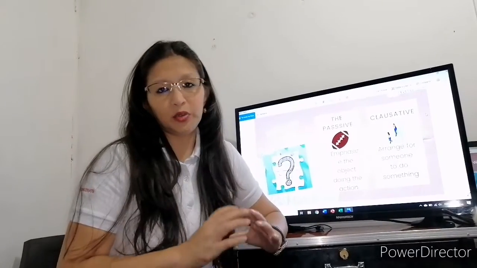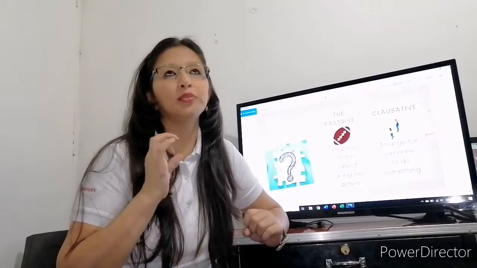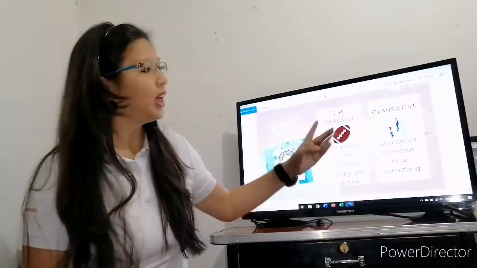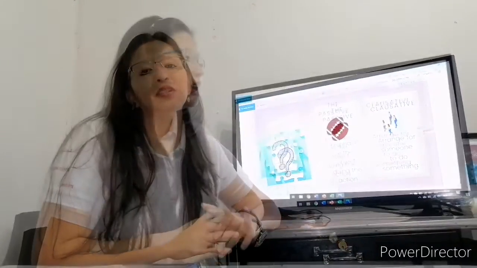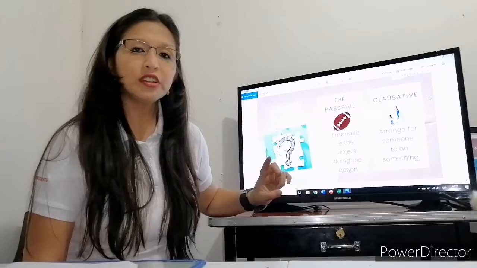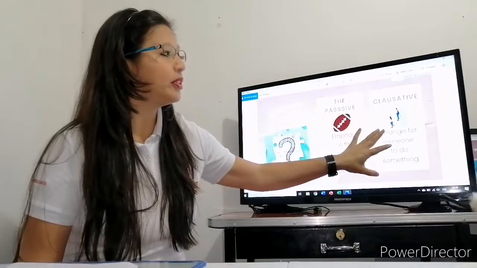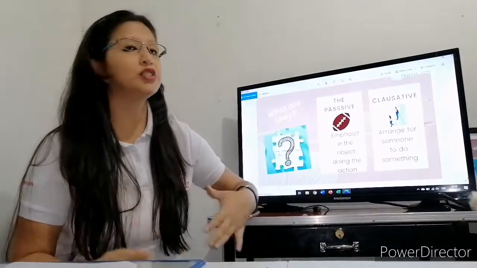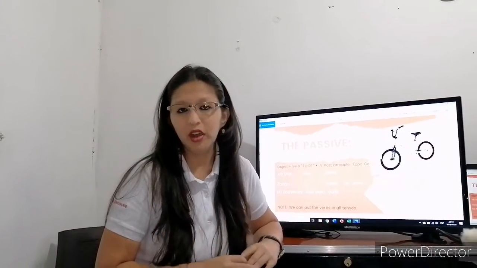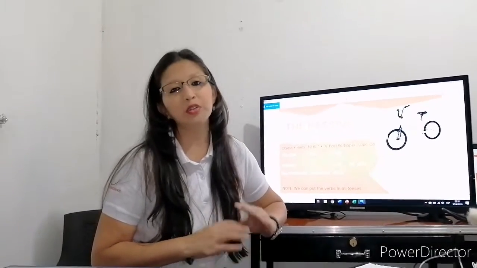Before getting started with the topic, we need to understand two statements. The first one is, what is the passive and what is a causative? The passive emphasizes the object receiving the action, and the causative arranges for someone to do something. We use the passive more often when we do not know who the agent is or we do not really care about it.